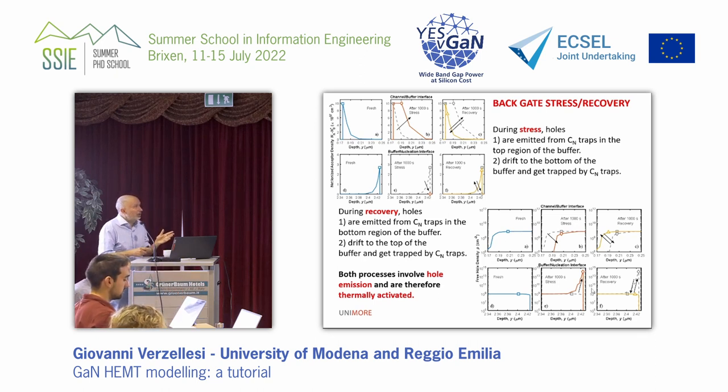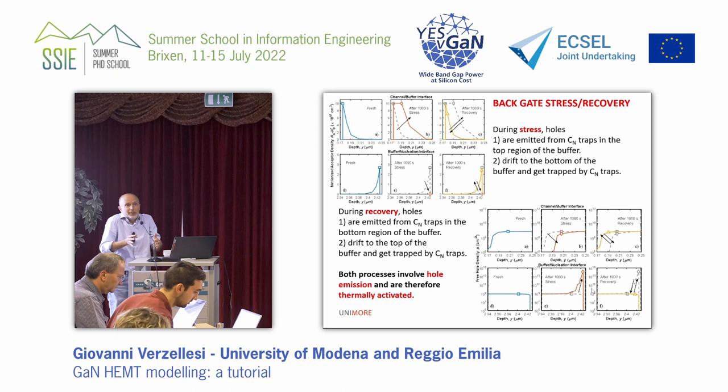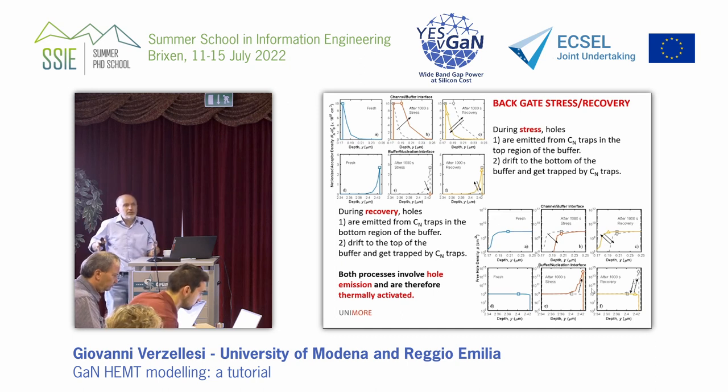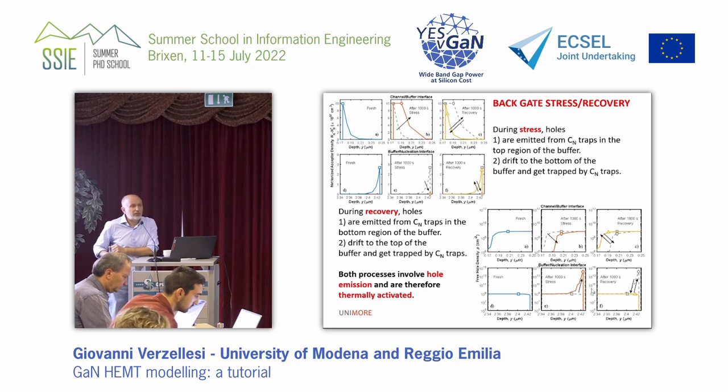And during stress, holes simply are emitted from CN traps into the top region of the buffer that tends to be depleted. So as the depletion region in the top region of the buffer evolves, holes are emitted inside the depletion region that is developing and drift to the bottom of the buffer, where they can be trapped by the same acceptor traps. So during stress, you have emission of holes in the top region of the buffer, and trapping of holes in the bottom region.